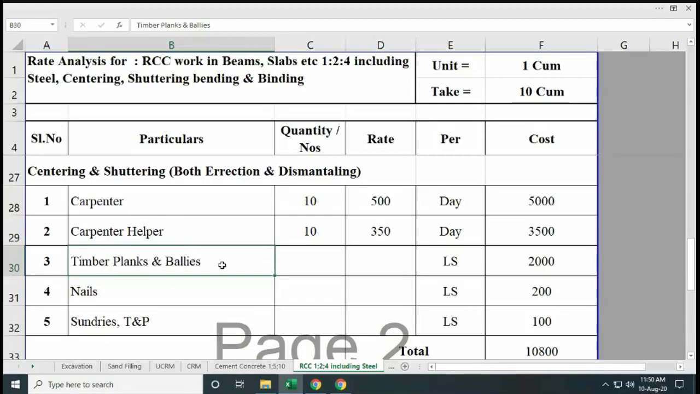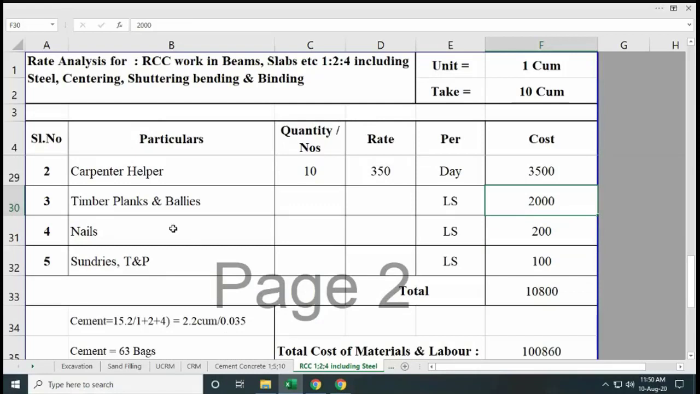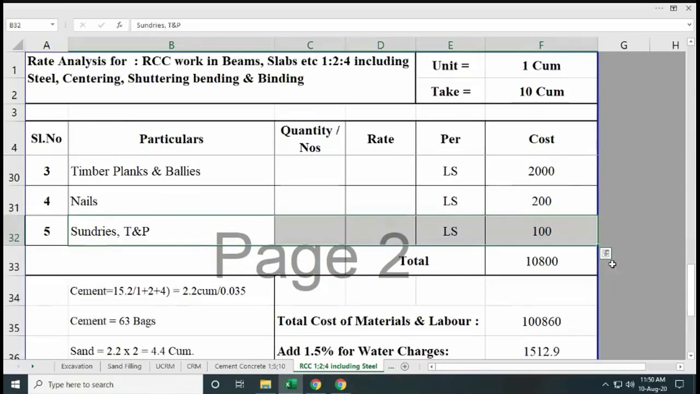Right? Then next, certain plates are required, plywood is required, planks are required, ballies and all, what we say their support and all. So for that I have added a lump sum amount of 2000 extra. Right? Nails and all are required. Then next, for sundries, tools and plants I have added 100 rupees extra. This is the requirement for bar benders and helpers.